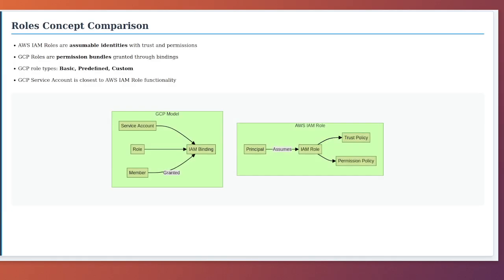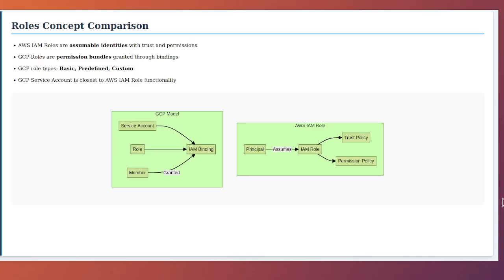Roles concept comparison. Let us compare how roles work in AWS versus GCP, because this is where significant conceptual differences emerge. In AWS, when you hear the term role, you typically think of IAM roles, which are assumable identities. An IAM role is an entity that defines a set of permissions, but more importantly, it is something that principals can assume to temporarily become that role. The role has a trust policy defining who can assume it and a permissions policy defining what the role can do.